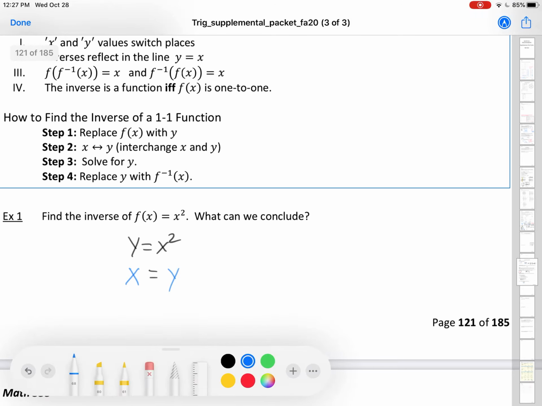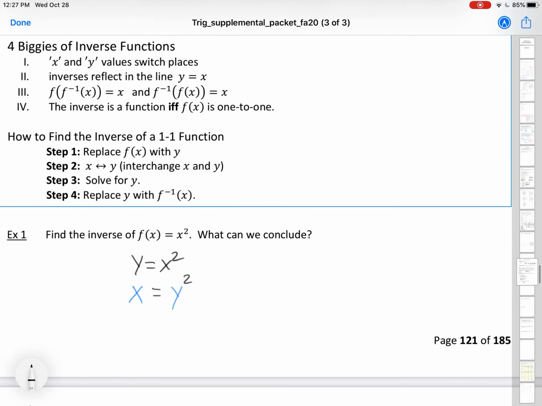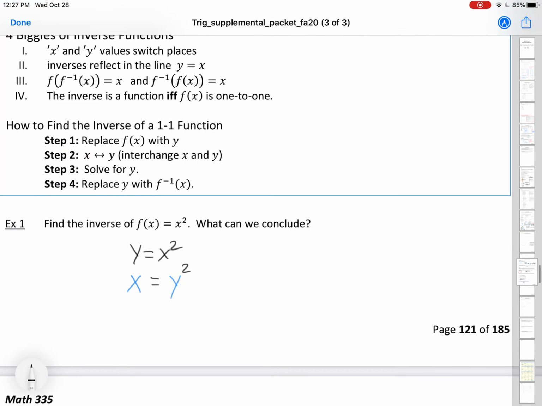So this should not be something that you're seeing for the first time. And then you're going to solve for y, right? And that's the process that is described here. Replace f of x with y. Check. Step 2, interchange x and y. Step 3, solve for y. And this solving for y is 100% absolutely positively wrong.